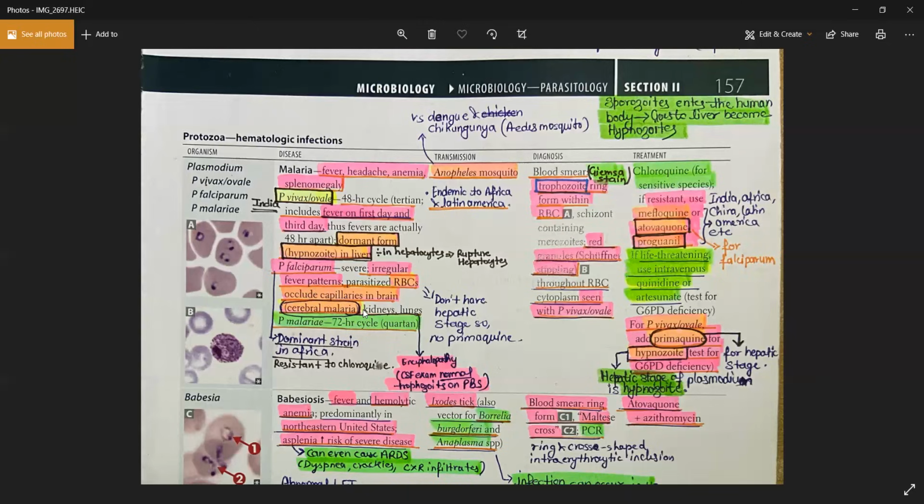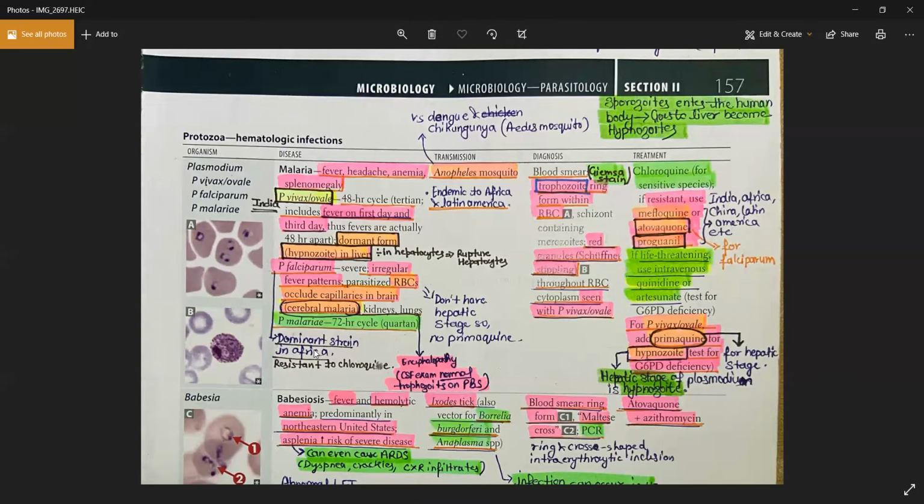So in case of CSF examination, what will you get? You will get nothing, because it is not a meningitis, it is an encephalitis. You're not having any organism in the CSF. But in order to detect the organism, you need to look at the peripheral blood smear only. Okay, this is a very important thing.